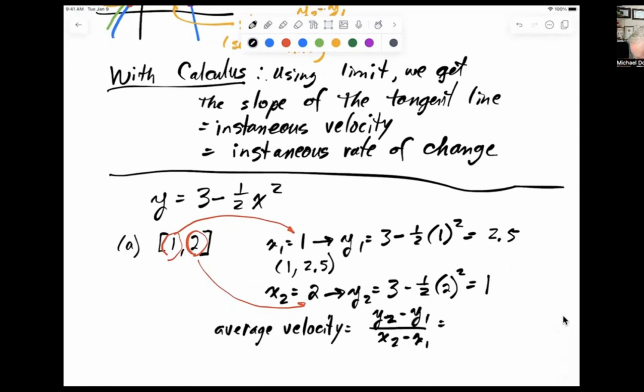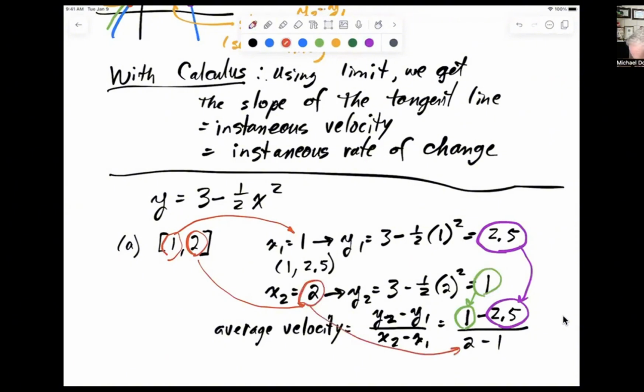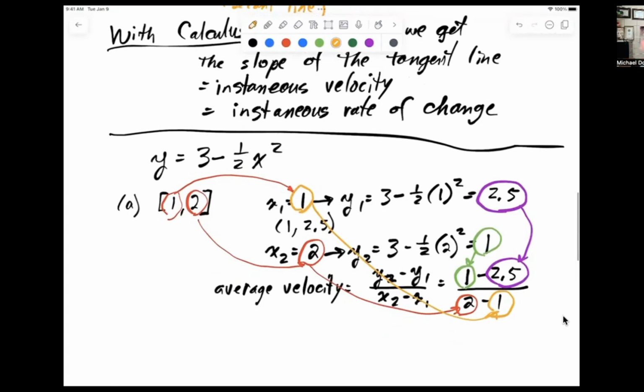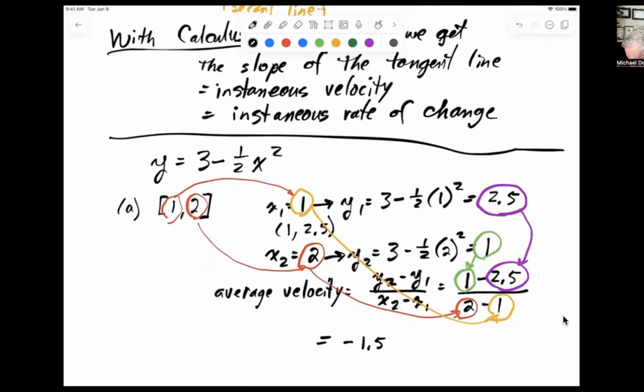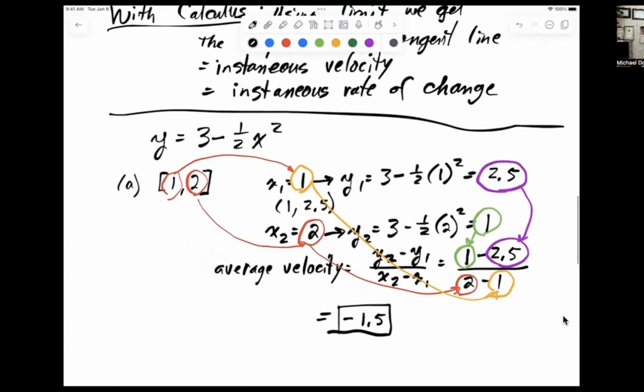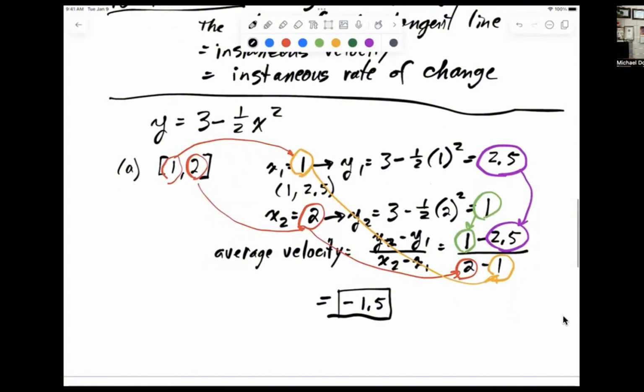In this case, that's going to be 1 minus 2.5 over 2 minus 1. Just to make sure we all understand, this 1 gives me this, this 2.5 gives me this, this 2 is from here, and this 1 gives me that right there. The differences of the y's over the differences of the x's. And when I simplify that, that all becomes negative 1.5. So that's the average velocity, or the slope of the secant line, for the interval 1 to 2.